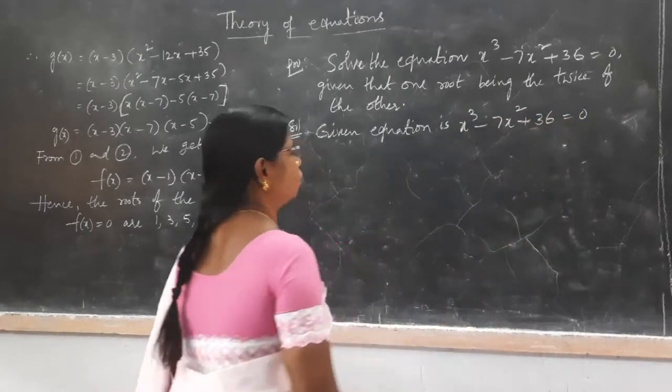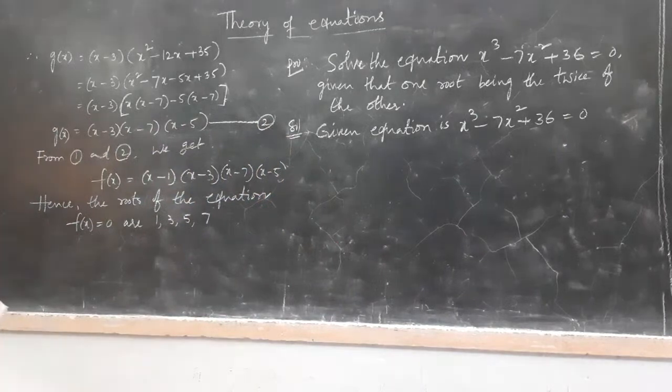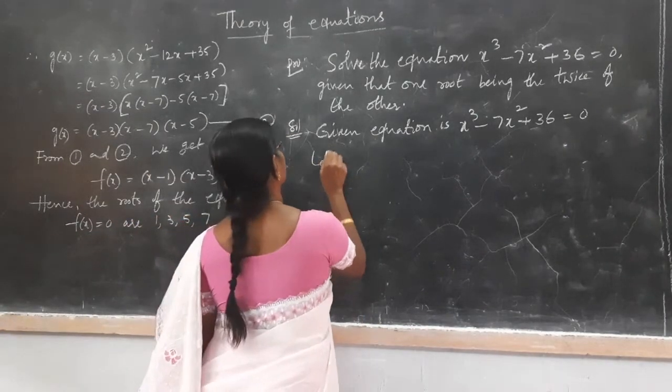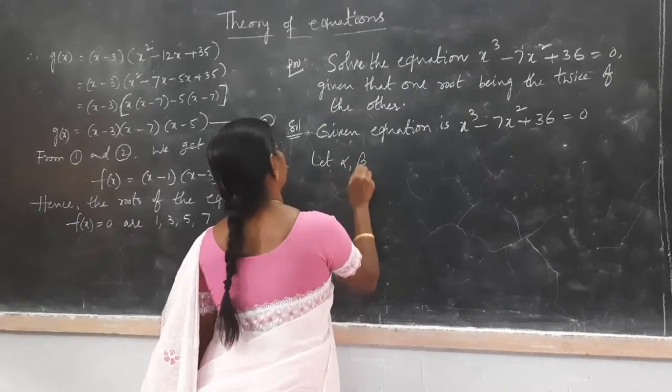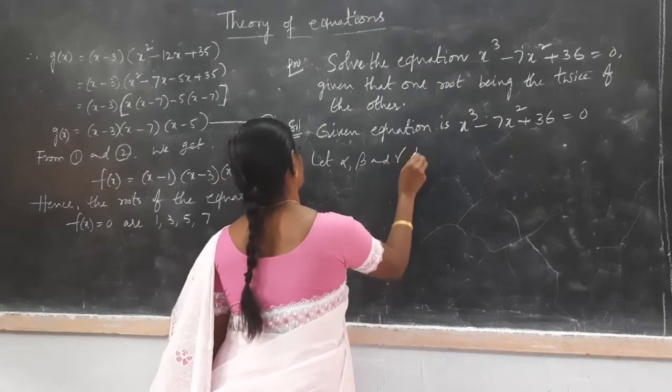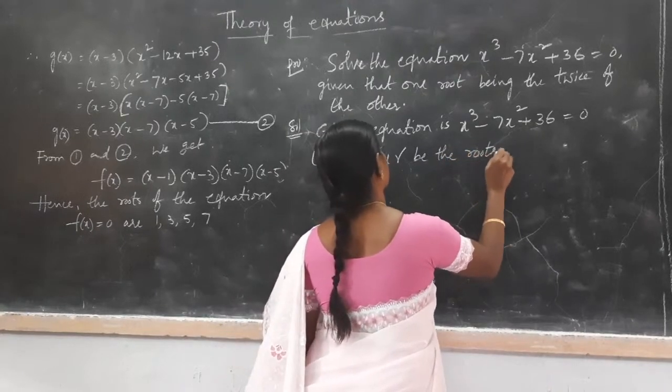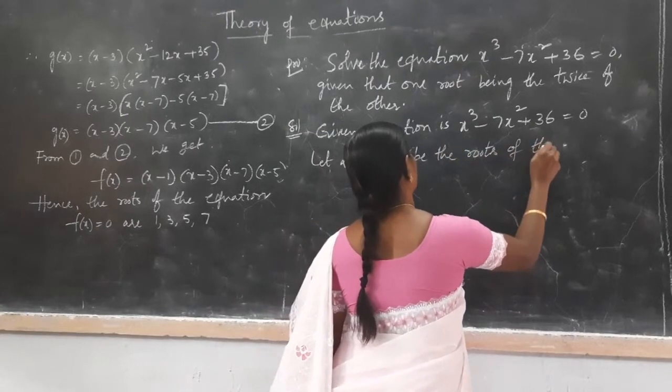Given equation is this one. Let alpha, beta and gamma be the roots of the equation.